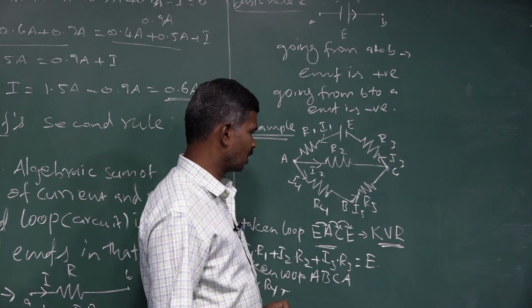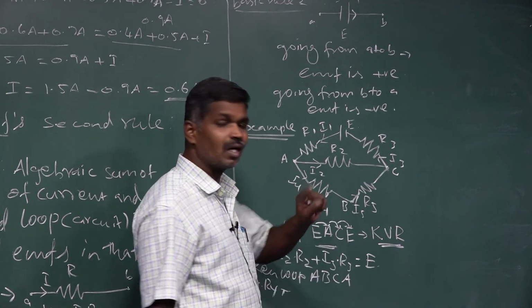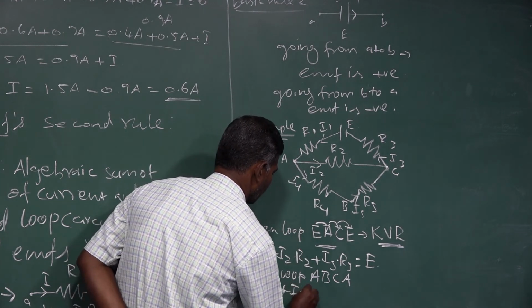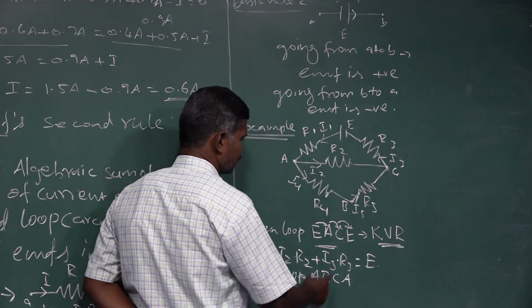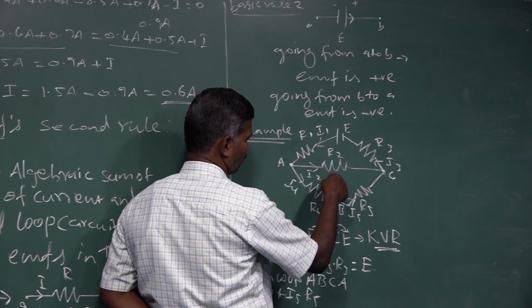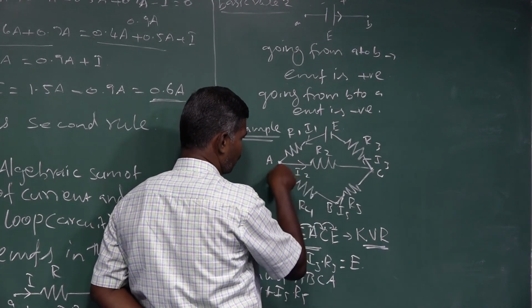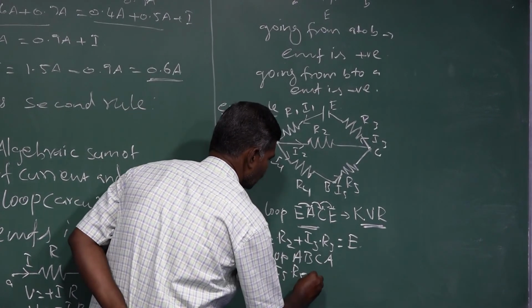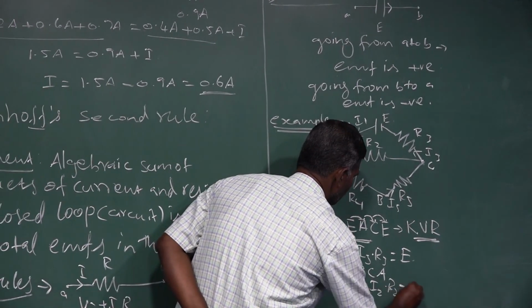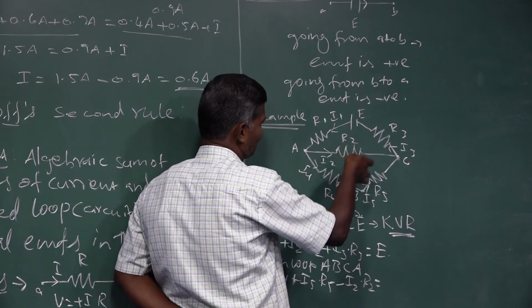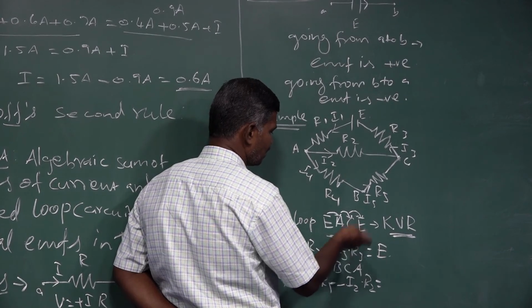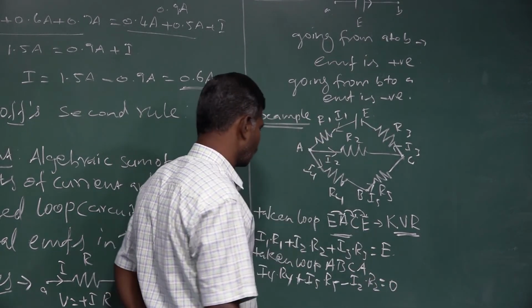There we have an R5 resistor. The actual current flow direction and our movement direction are the same, so that is positive: I5 into R5. Then our movement is C to A. There is one resistor, R2, but our movement direction is opposite to the actual current flow direction. That's why their product is negative, minus I2 into R2, equal to no EMF, as there is no cell in the loop we have taken. That loop is A, B, C, A, so the EMF in that loop is zero.